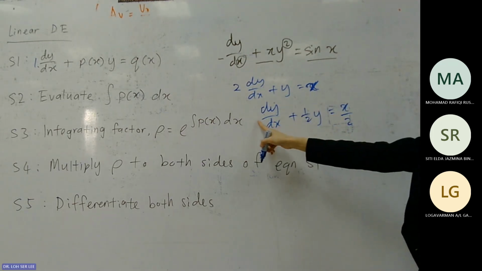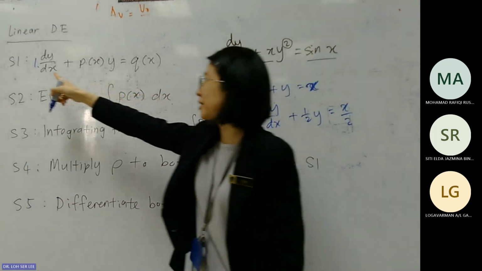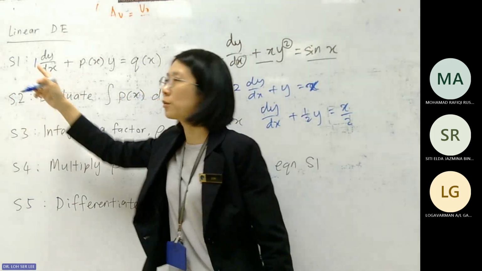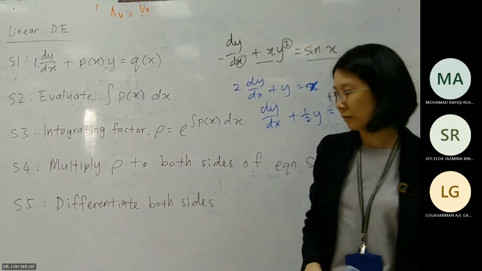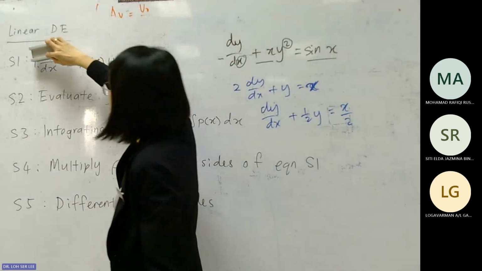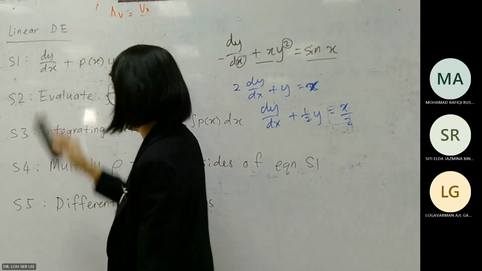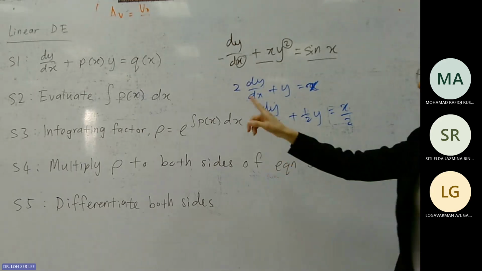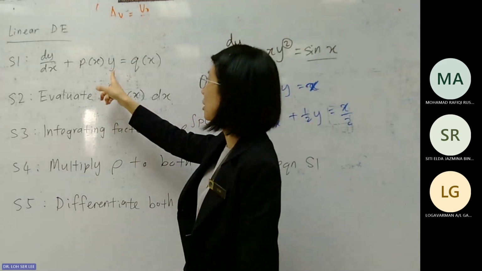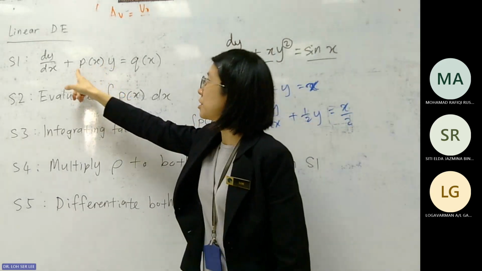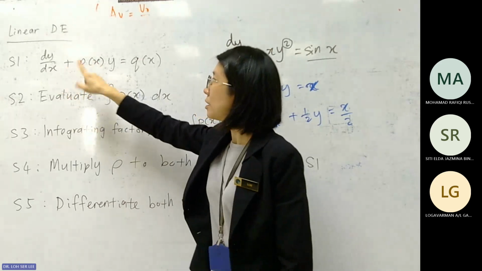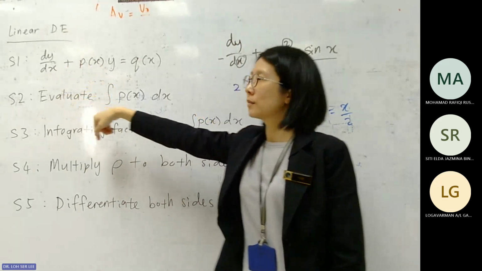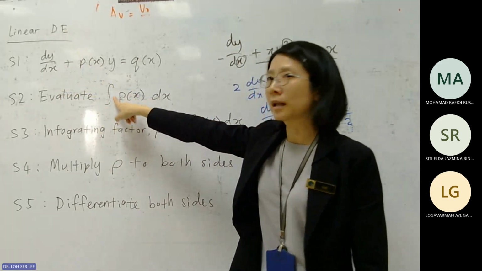The coefficient function should be 1. This is your step 1. This one should be 1. It must be dy/dx from here. Then step 2, identify the coefficient function of y, which is this one, plus px. If this is minus, this will be minus as well.